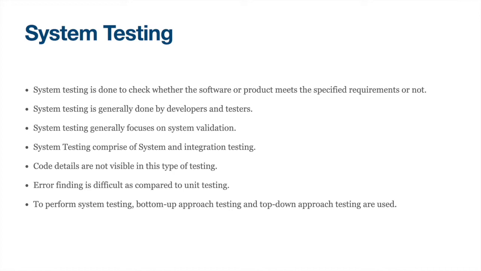System testing again focuses on system validations, right? As in the previous example, if I try to log in with invalid credentials, I should not be able to log in. If I try to log in with invalid credentials 4 times, then my account should be locked. There should be an option to perform forgot password. So these are all system validation parts. It focuses not only on verification, but also on validation.